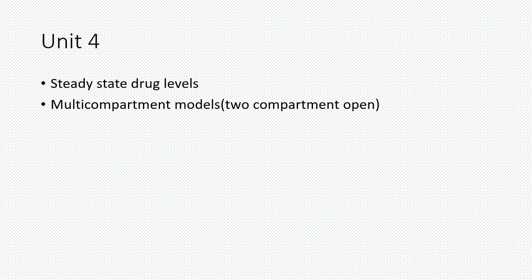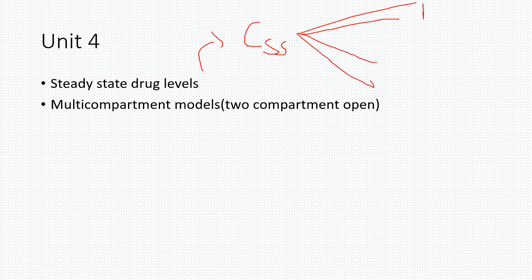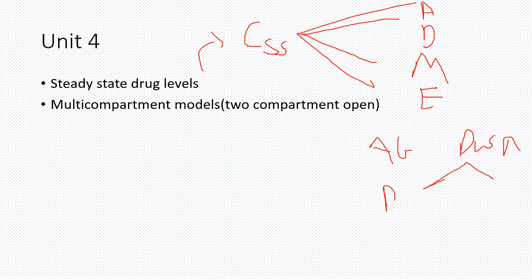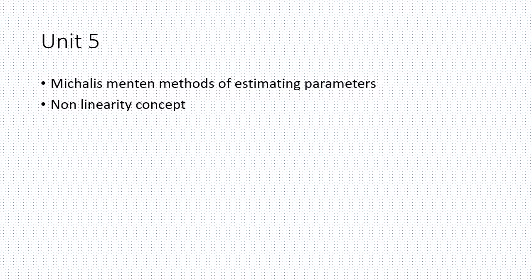In unit number 4, we have steady state concentration, that is the CSS. Maintaining a steady state concentration is very essential, and there are various parameters that non-linear kinetics shows, like absorption, distribution, metabolism, excretion. Basically there are two terms, absorption and disposition. In disposition we have distribution and elimination. In elimination we further have metabolism and excretion. So in this chart, just remember, multi-compartment models aren't that important, so you can skip that.